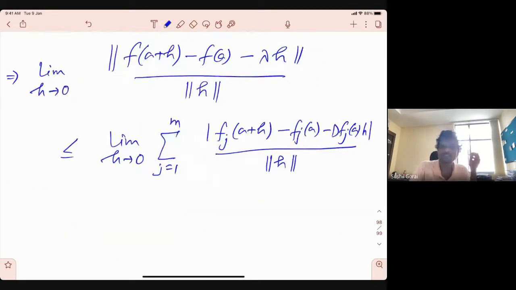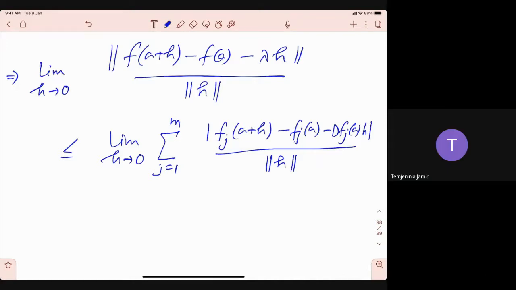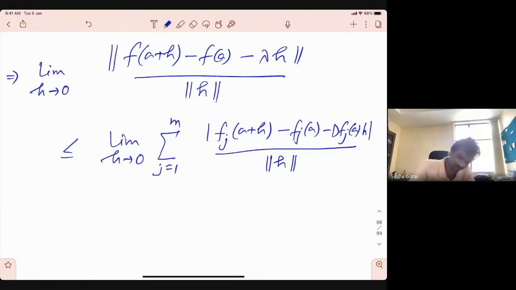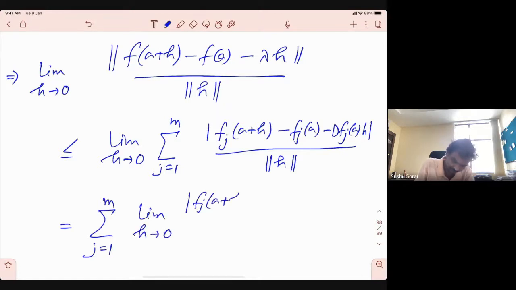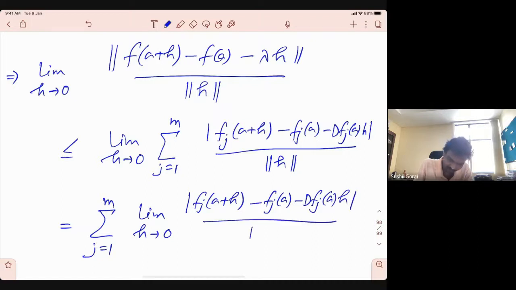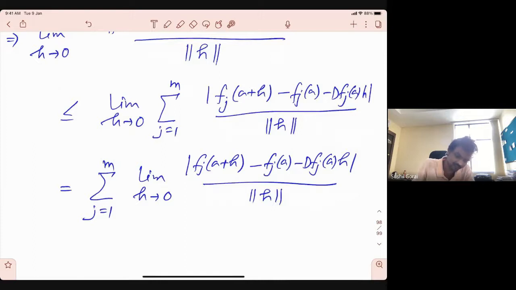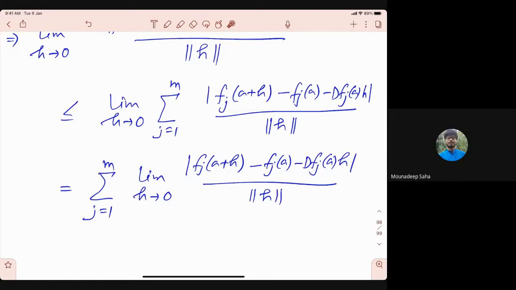Can you interchange the limit and summation? Yes, since it's a finite sum, you can always interchange. So you interchange it, and we get the sum over j from 1 to m of the limit as h tends to 0 of fj of a plus h minus fj of a minus dfj a h, divided by the norm of h. What is this limit? Yes, it's 0.